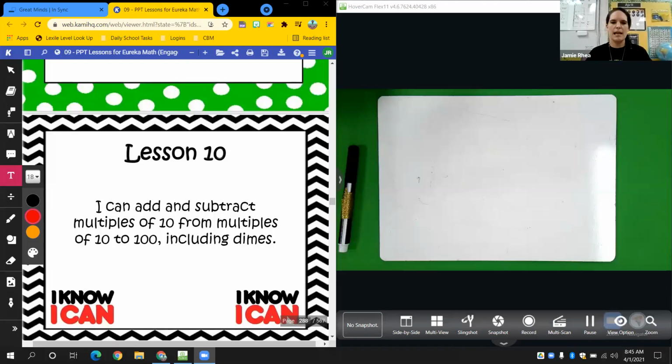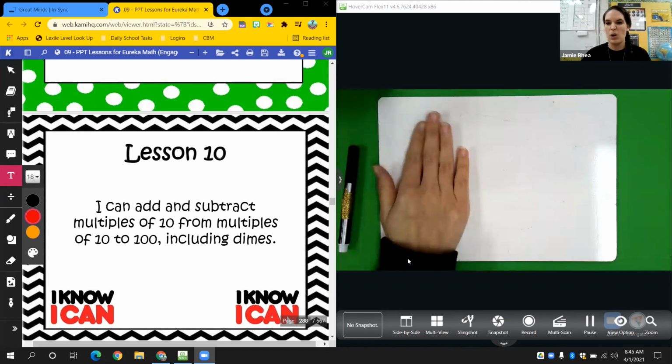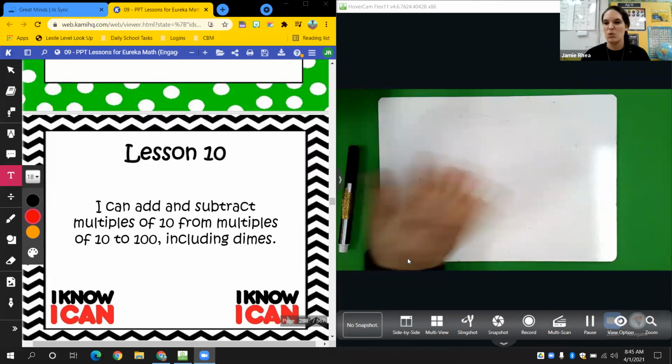Oops. There we go. Okay, so lesson 10 today, I can add and subtract multiples of 10 from multiples of 10 to 100, including dimes. We talked a little bit about money, not a whole lot, but today I have some fake money just in case we need it. I got my dimes. She's going to tell you today, Miss Duckett, that you're going to need linking cubes and dimes. You don't need either because in all honesty, if you've got your whiteboard or paper and pencil, something to write with, then we're good to go.